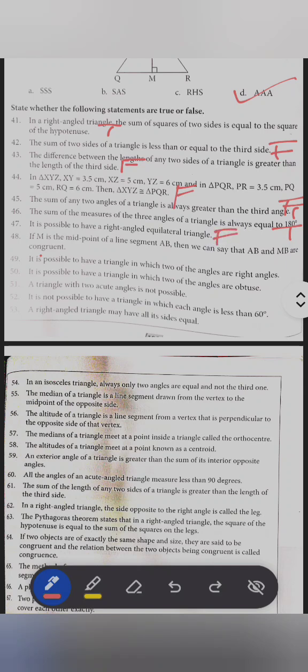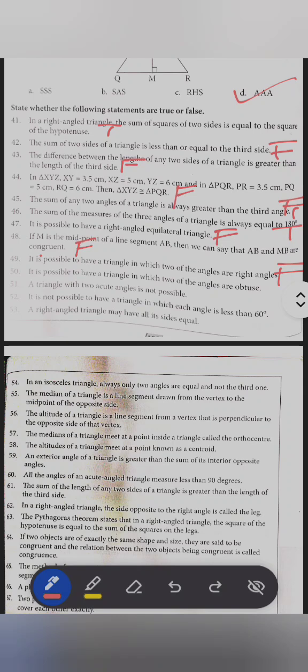Now, if M is the midpoint of the line segment AB, then we can say that AB and MB are congruent. No, AM and BM can be congruent. So the statement is false. It is possible to have a triangle in which two of the angles are right angles. If two angles are right angles, then it is 90 plus 90, 180 degree. What will be the third angle? Third angle can't be 0. So this statement is false.